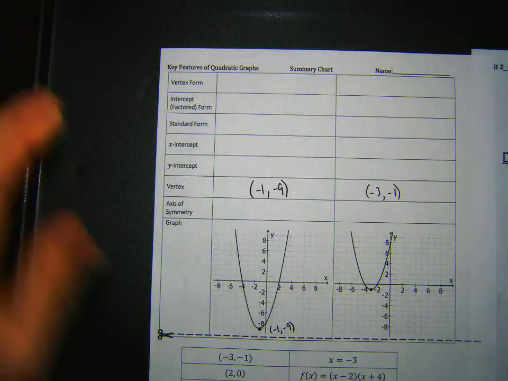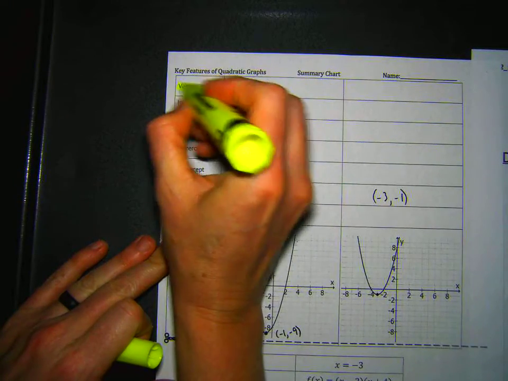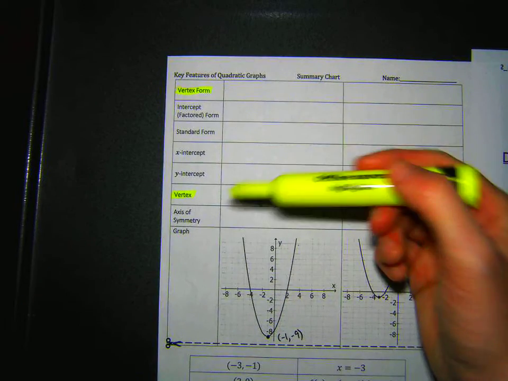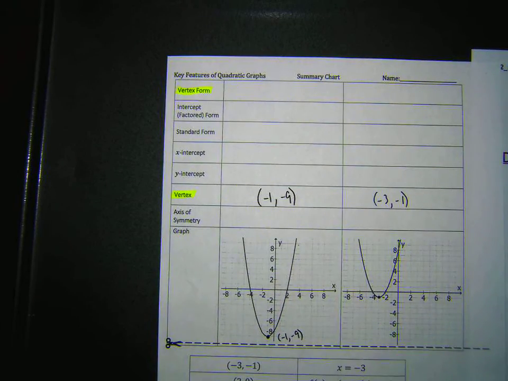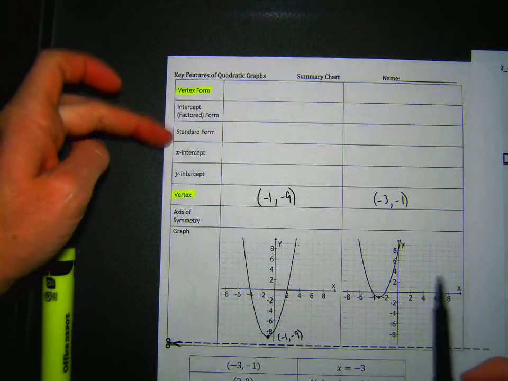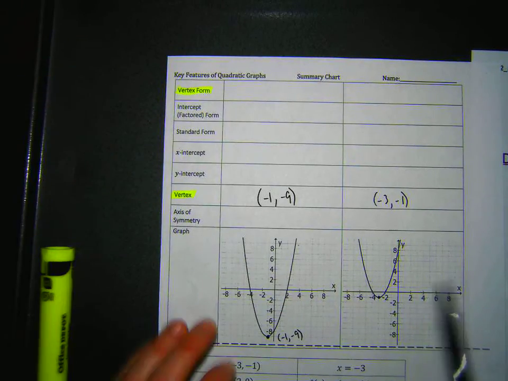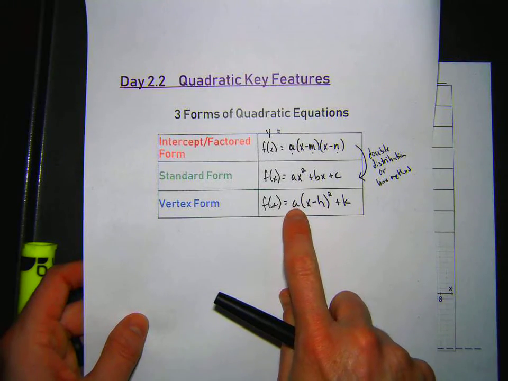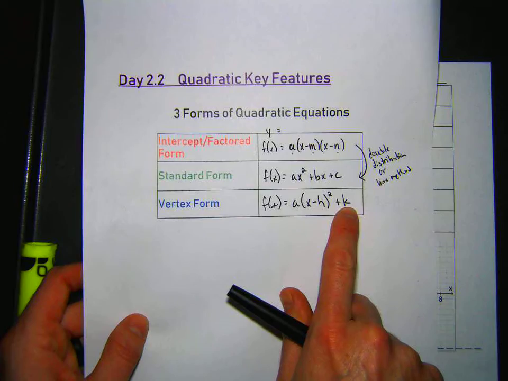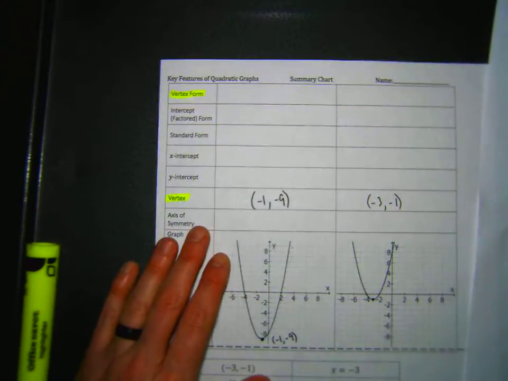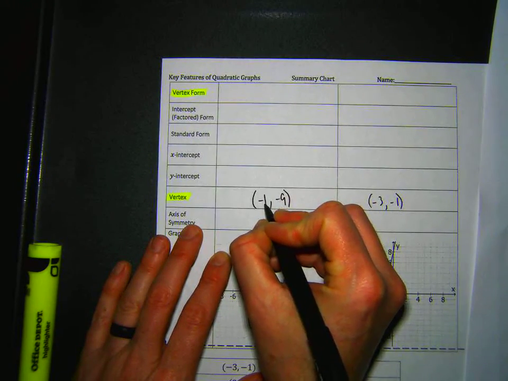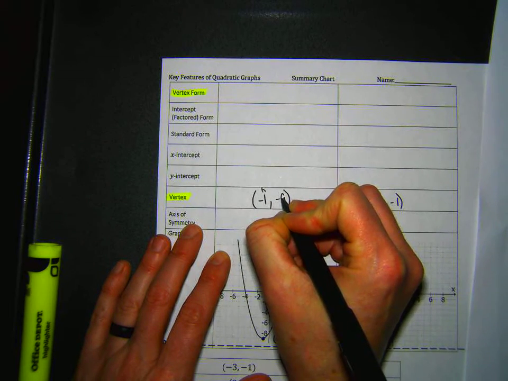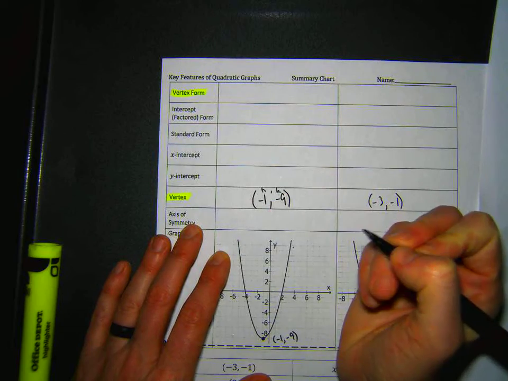From the vertex, I get vertex form. So the first thing I'm going to compare is vertex form and the vertex. You're going to want to use your rulers or your highlighters for this part as well, because we're going to be comparing these different forms with some of the different key features. So vertex form is this one. It looks like this. It has the a and the h and the k. And so what you're going to see is that this x value of the vertex is actually your h value, and then the y value of the vertex is your k value of the equation.